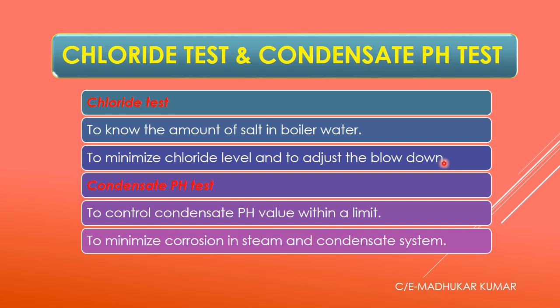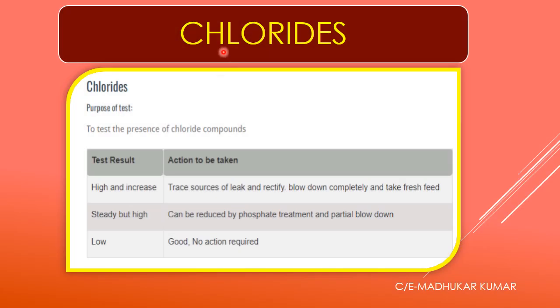So we have to test the boiler water at the required frequency, so that we come to know the condition of the boiler water and take action accordingly. Condensate pH is to control the condensate pH value within a limit and to minimize corrosion in the steam and condensate. When we talk about the condensate pH, pH tells you whether it is acidic or alkaline, and this is going to affect the steam and condensate.